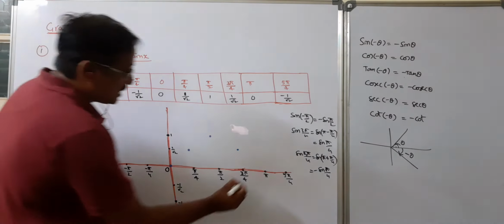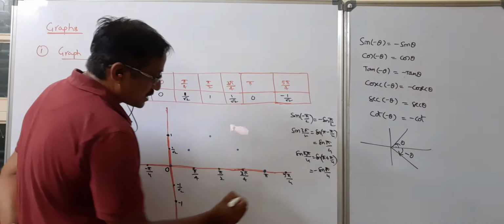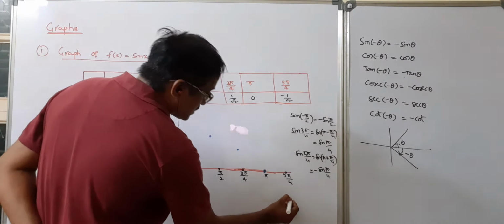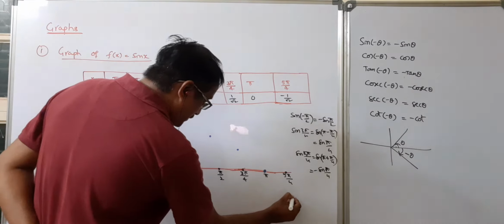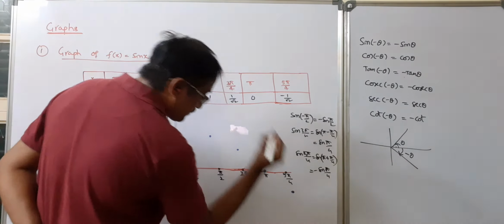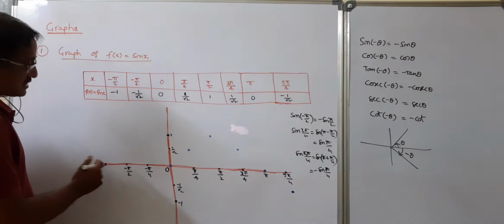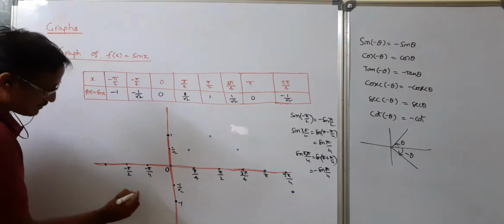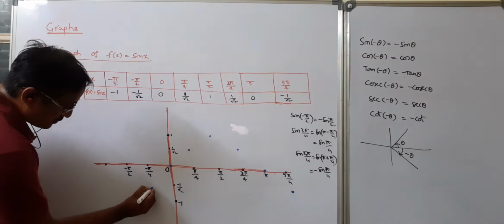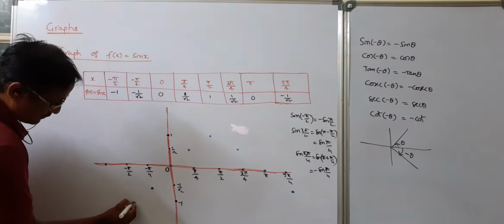And sin pi is 0. Next, sin 5 pi by 4 is minus 1 by root 2. Right. On the left side, sin of minus pi by 4 is minus 1 by root 2. Sin of minus pi by 2 is minus 1.